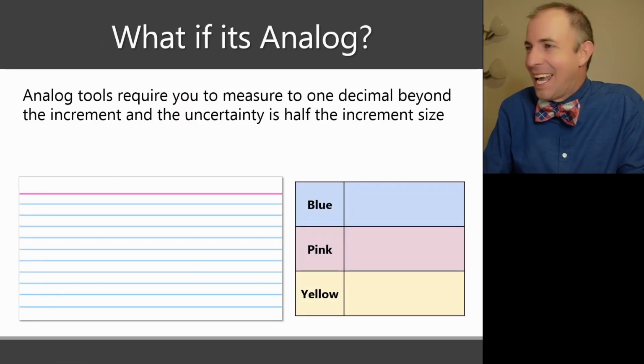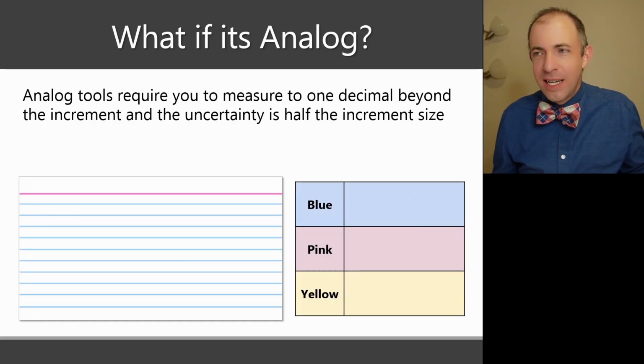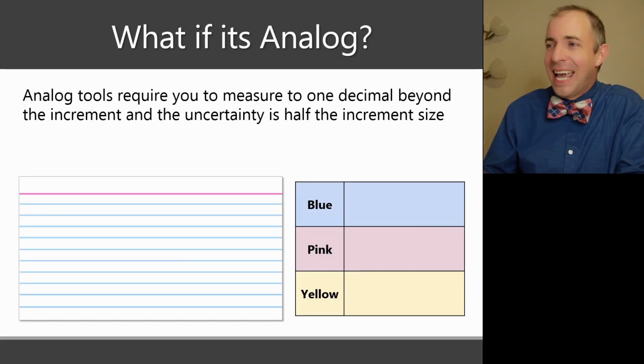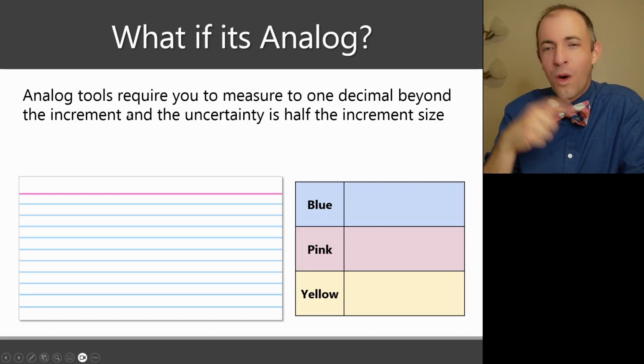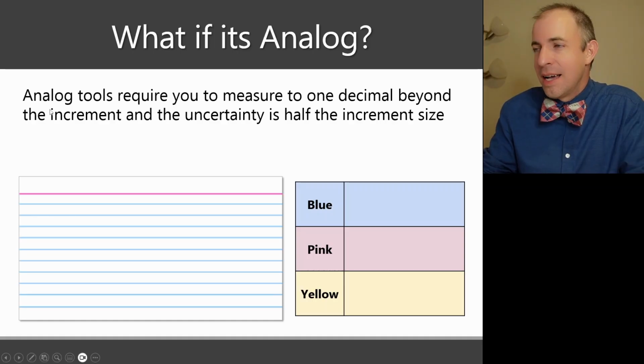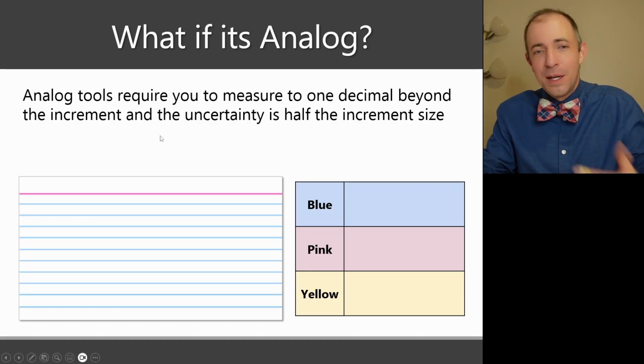All right, what if it's analog? So all the examples that we saw here were digital measurements. Analog has slightly different rules. Analog tools require that you measure to one decimal beyond the increment, and the uncertainty is half the increment size. So an example of an analog tool would be a ruler.